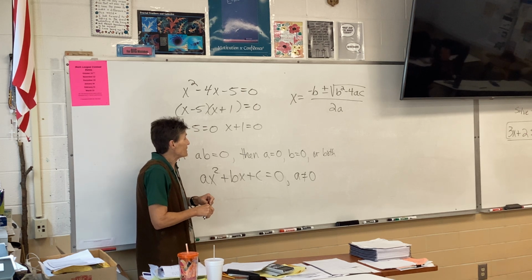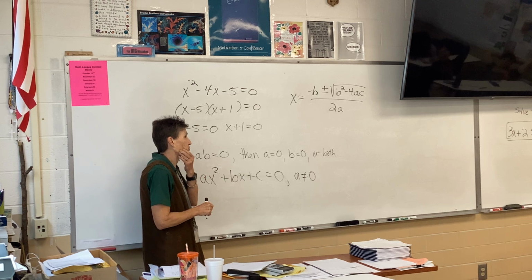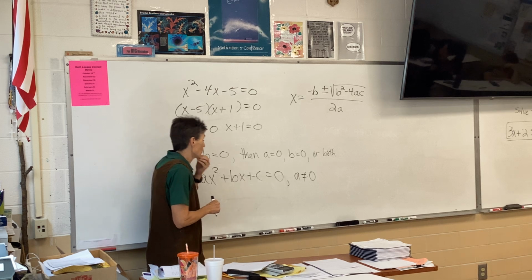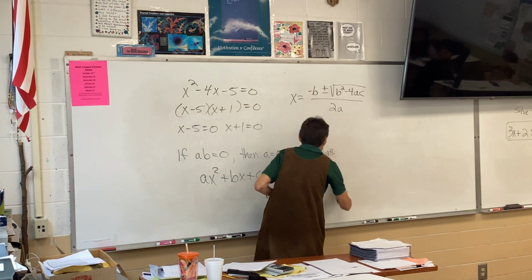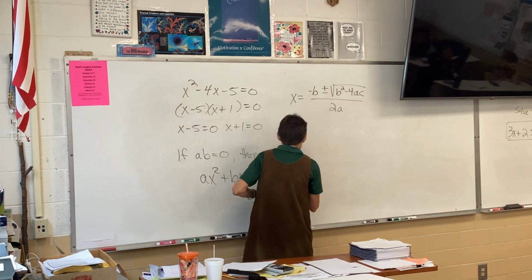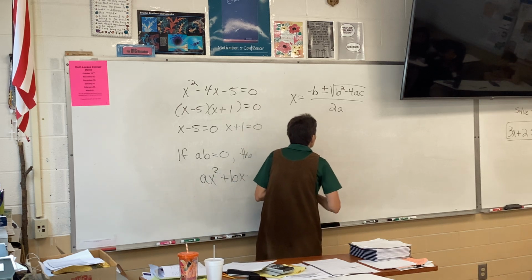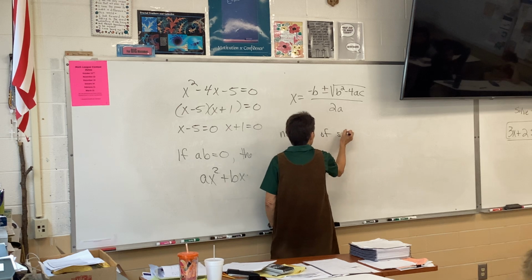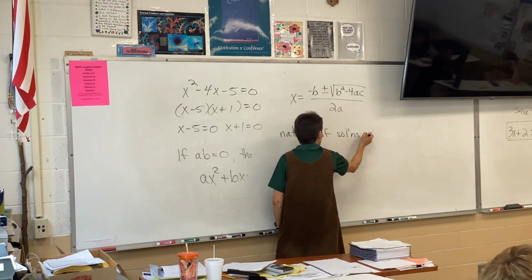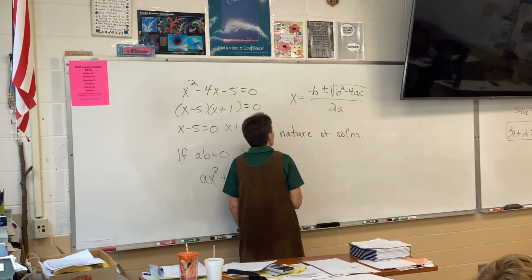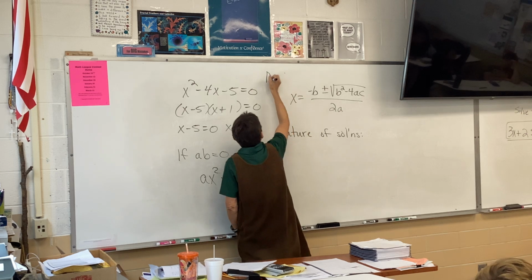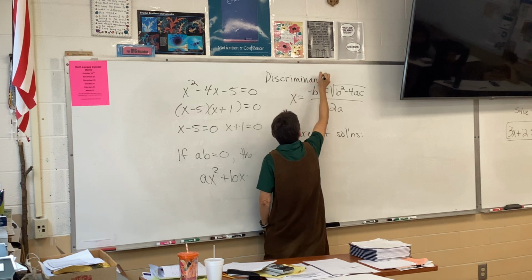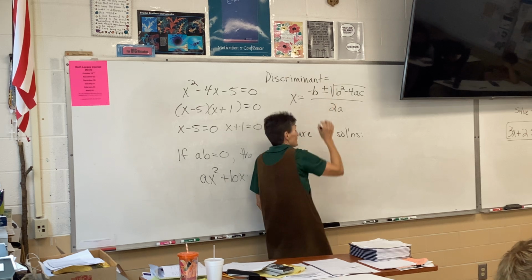I left all that space in there because we can actually derive the quadratic formula, but I don't think we're going to derive it. I think what we're going to do is talk about the nature of the solutions. And this hinges on the discriminant. Does anybody know what we mean when we say discriminant?